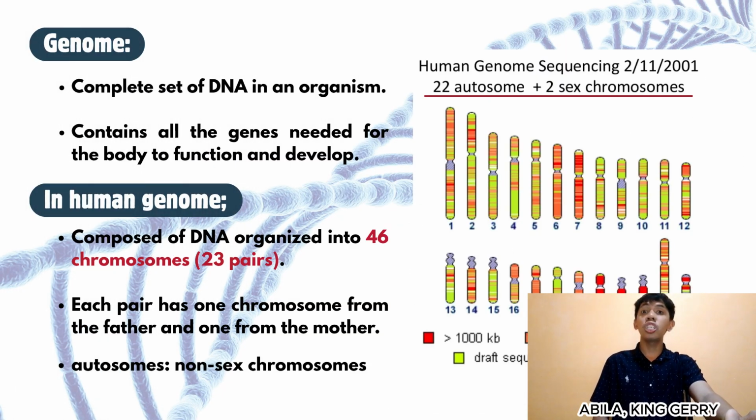Now, let's talk about the genome. If DNA is a single instruction manual, the genome itself is the entire library. It is the complete set of DNA that contains all the genes a body needs to function. When we talk about the human genome, we are talking about the DNA organized into 46 chromosomes, which make up 23 pairs, in which the majority of them are non-sex chromosomes, which we call autosomes.